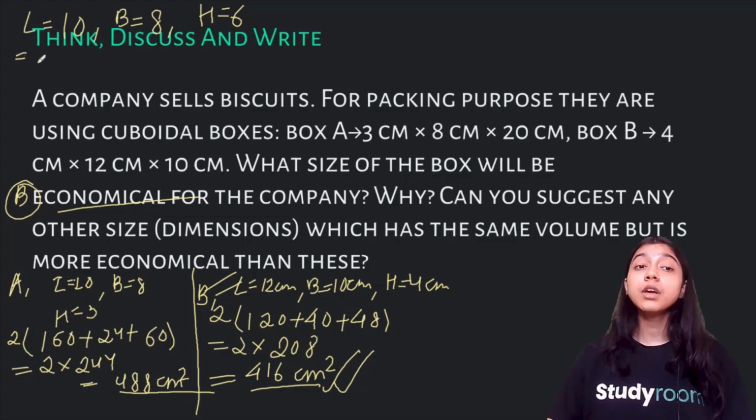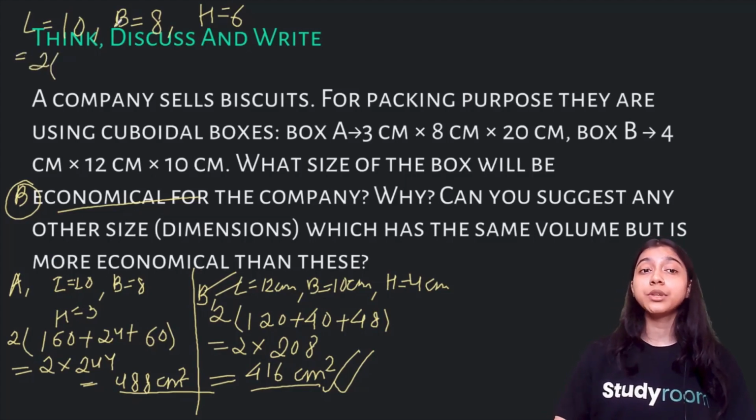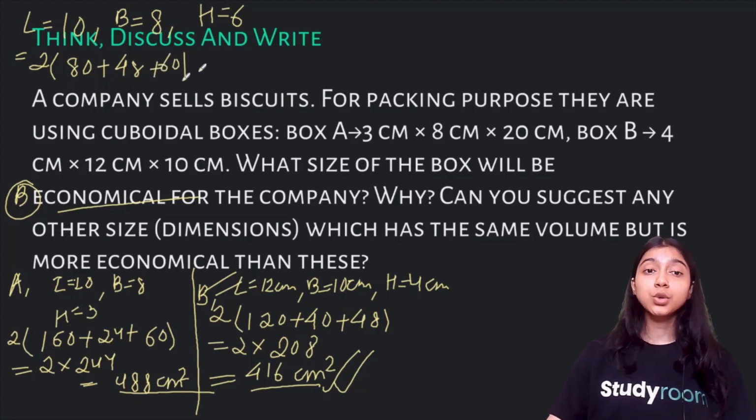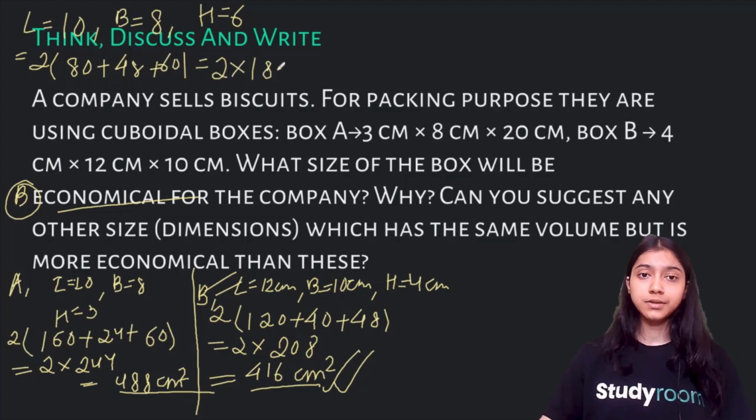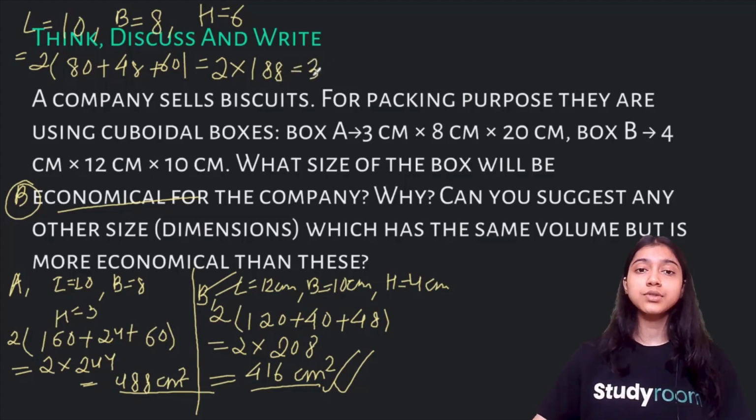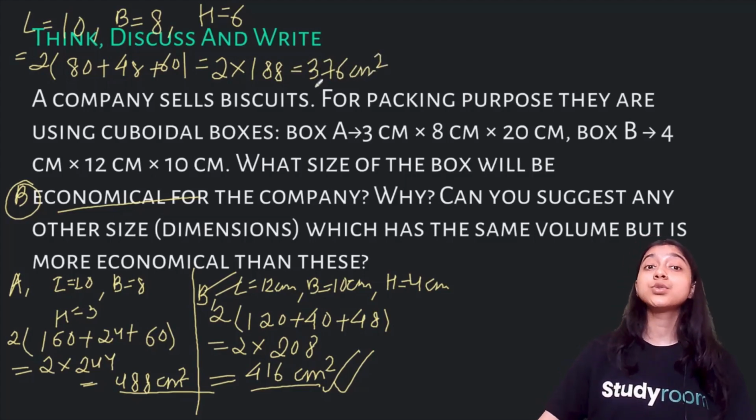Formula is again the same, 2 times length multiplied with breadth, that is 8 into 10, 80, plus breadth multiplied with height, 6 into 8 gives 48. Plus length multiplied with height, that is 60. So over here we have 2 multiplied with, adding these 3 quantities gives us 188. So this is 2 multiplied by 188, that gives us 376 centimeters square as the total surface area.